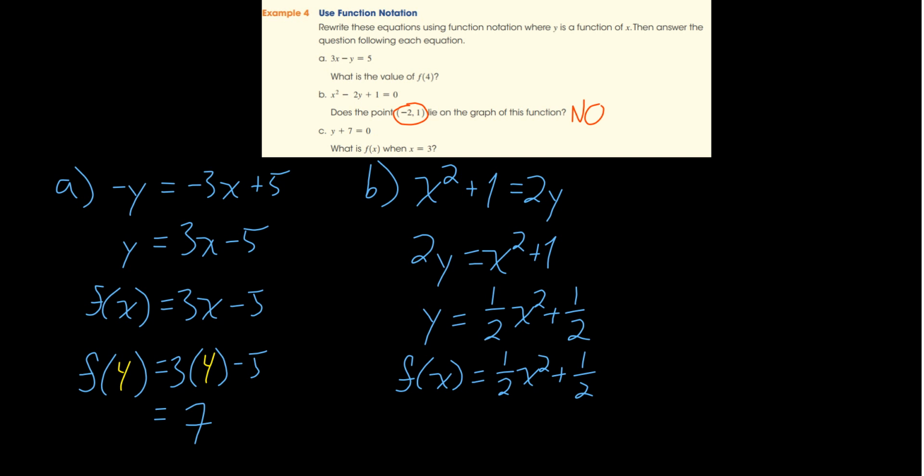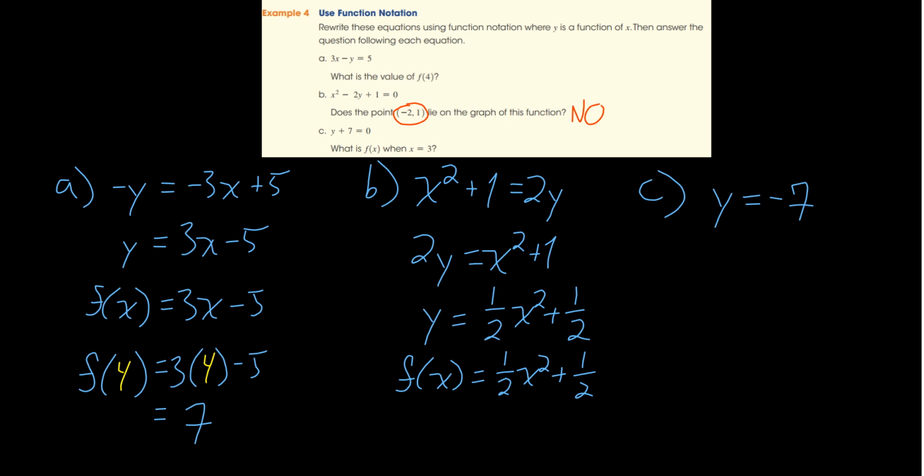And C is a tricky one. So C, let's solve for y. So y is equal to negative 7. First of all, if I were to graph this, what would it look like? It would look like a horizontal line at y is equal to negative 7. This tells me already that it's not going to be passing through 3, but let's finish this thought process out.